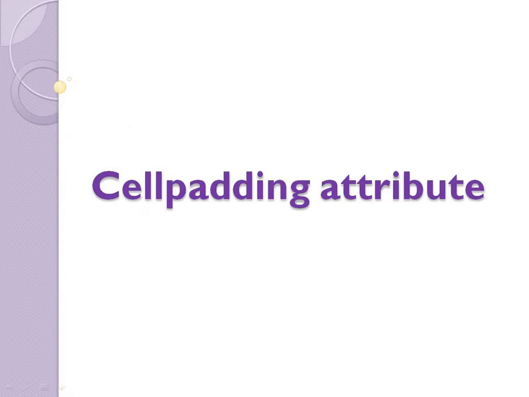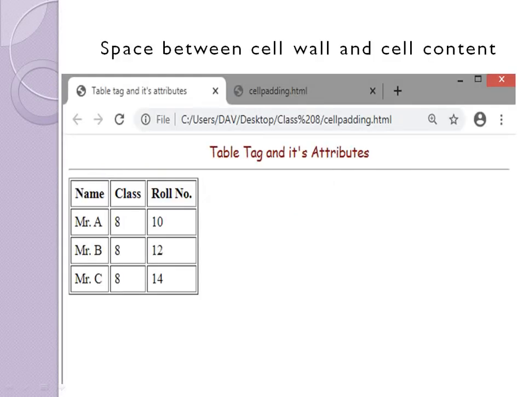Now, what is the cell padding attribute and how to use it? Cell padding means the distance of the text inside the cell from the cell border, from the cell wall. Let's see here, name has some distance from the cell border, the cell wall. Same thing, class also has some distance, roll number also has some distance. All the data have a fixed distance from the cell wall, from the cell border.